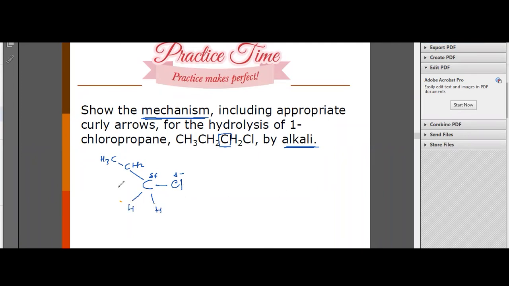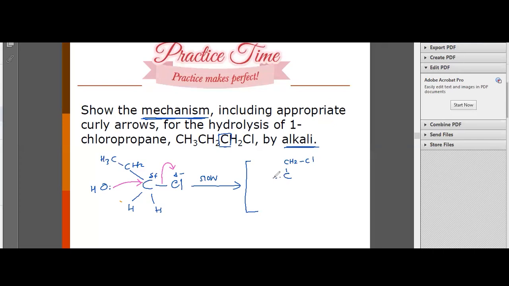Then please show the alkali. Alkali means it gives you OH minus. Then draw the curly arrow from the nucleophile to the C positive, and then the heterolytic fission between the C-X bond. Once again, this is the slow step, and it will create the pentavalent carbon first.